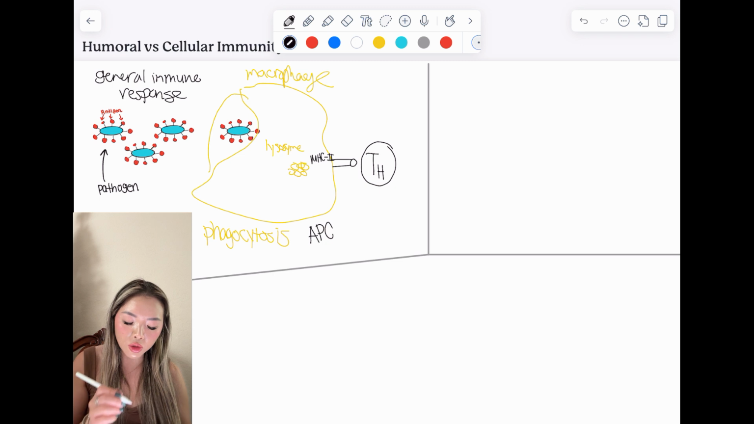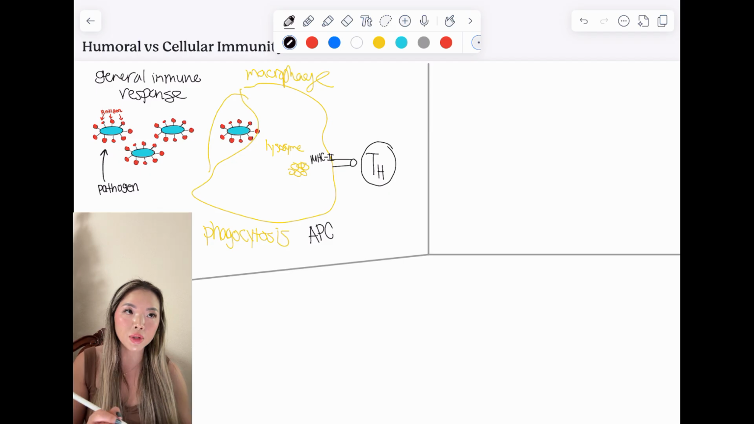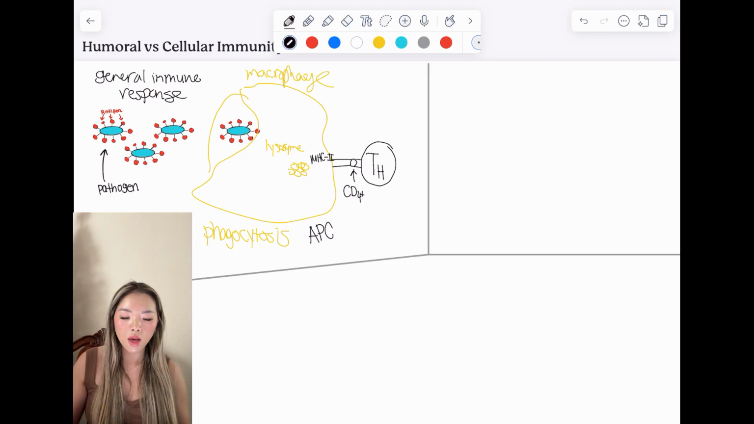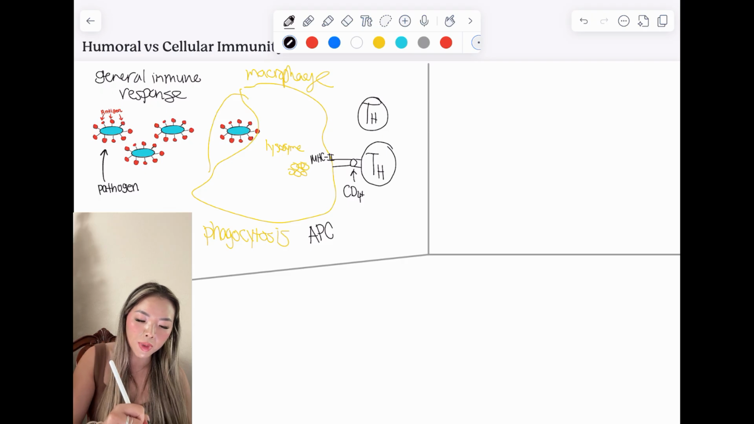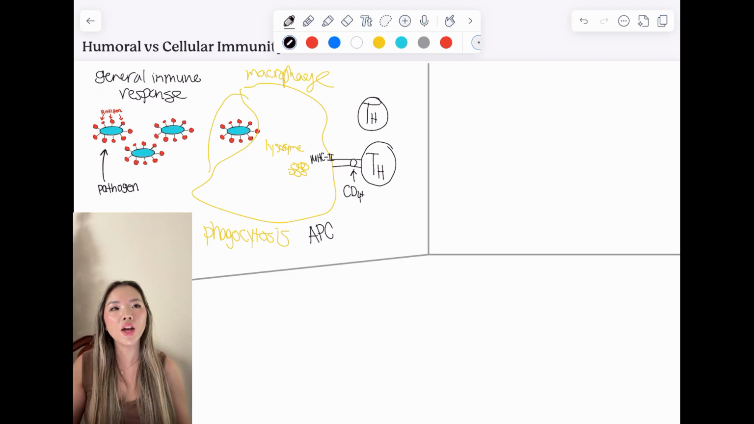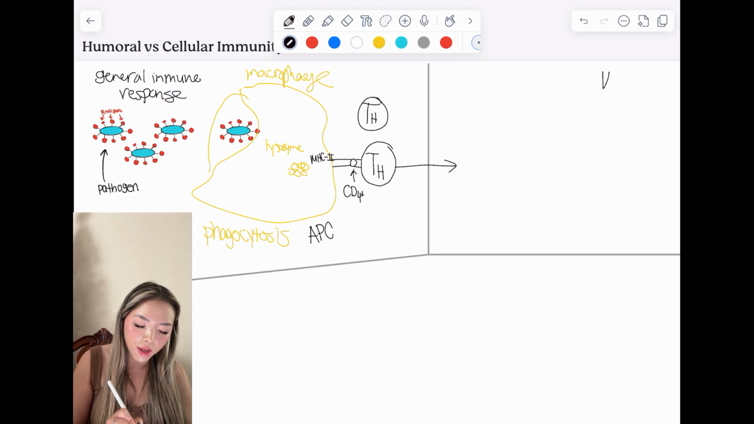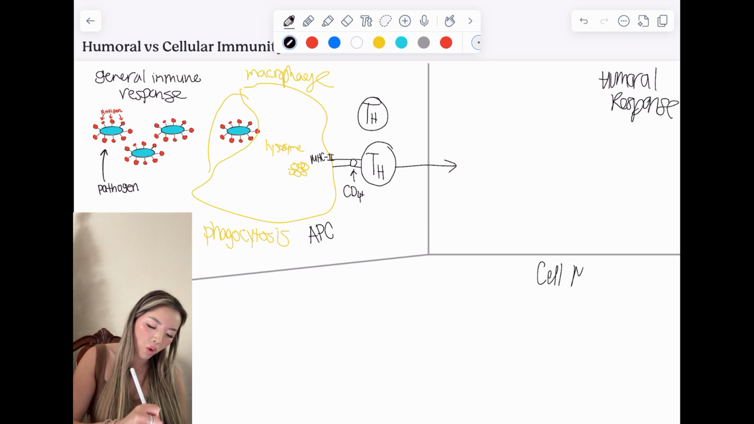The T helper cell is going to bind to the MHC2 with its specialized protein called CD4. And with that, it's going to clone the T helper cell, because the more T helper cells we have, the better it is for the immune response to fight off the pathogen. The T helper cell will then go into either humoral response or cell-mediated response.